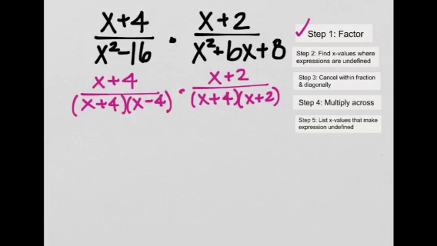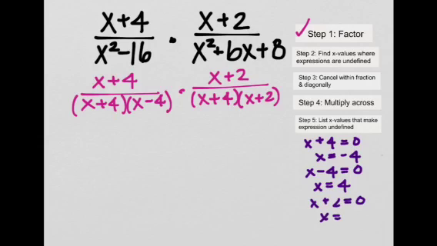Step 2, and I like to do this as step 2 because you'll see we're going to cancel some things out and we may not get a true idea of what x values make the expression undefined. So I like to find that before we cancel anything out. So step 2, I'm going to take all of my denominators and just off to the side, set them equal to 0, and solve for x. So I have x + 4 = 0, so I get x = -4. I have x - 4 = 0, so I get x = 4. And I have x + 2 = 0, so I get x = -2.